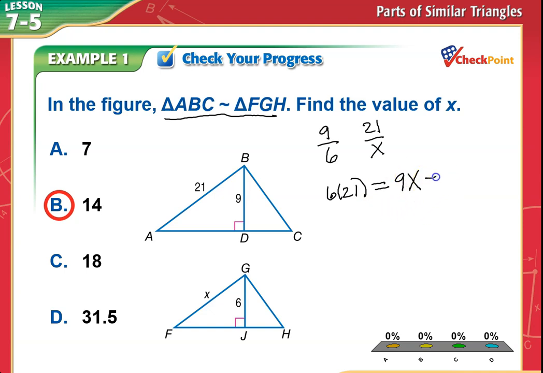Now 9 is just 3 times 3. I'm doing this without a calculator, like this. If I divide both sides by 3 times 3, that's going to leave my x. And 3 divides 6 twice, and 3 divides 21 7 times. And we have 7 times 2, which is 14.